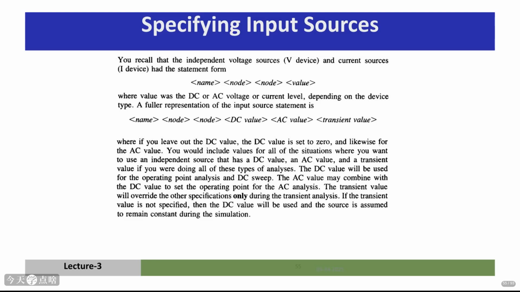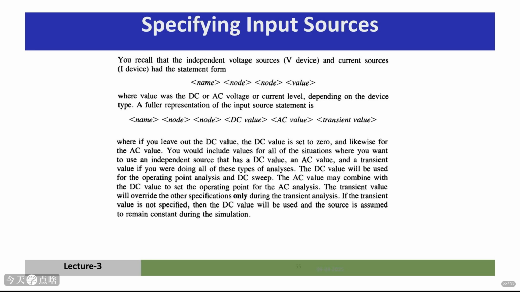When you define a voltage or current source in PSpice, you can specify its behavior for different analyses. The basic syntax is name node, node value. But you can add more detail: name node, node, DC value, AC value, transient value. The DC value is used for DC operating point and DC sweep analyses. The AC value is used for AC analysis. The transient value specifies the waveform for the transient analysis.